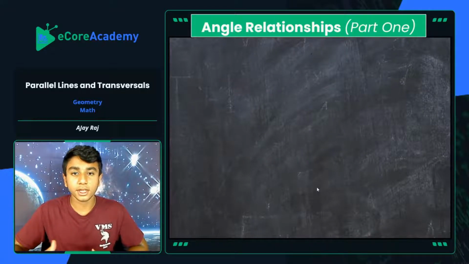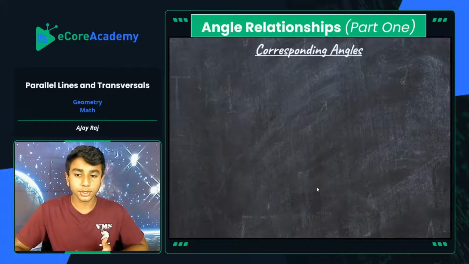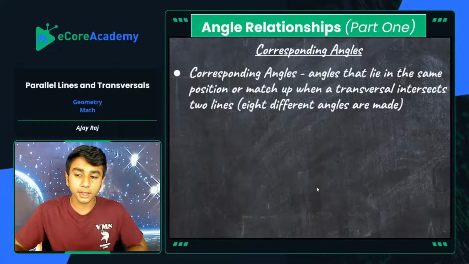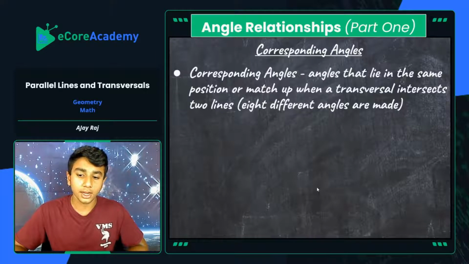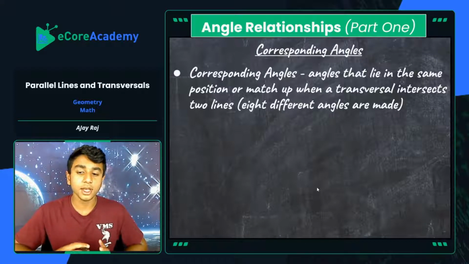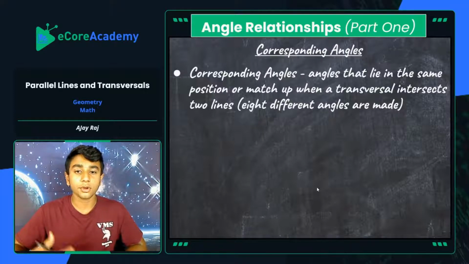As we first looked at transversals intersecting parallel lines, we'll see what those gaps develop in forms of angle relationships. So let's look at corresponding angles. That's our first angle pair relationship. Corresponding angles are angles that lie in the same position or match up when a transversal intersects two lines. It does have to be a set of parallel lines, and I want to emphasize that. We've already made the point that the transversals we're going to be looking at now, and mostly throughout geometry, are only going to be intersecting parallel lines.